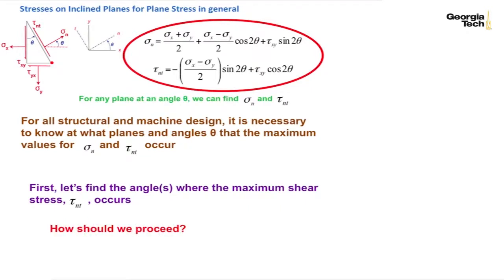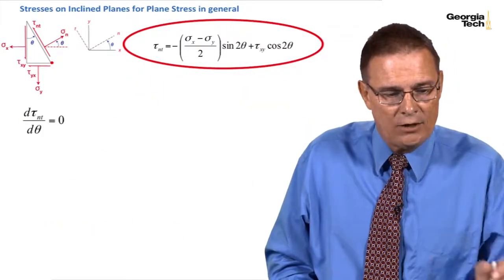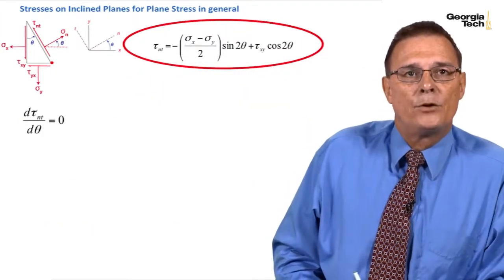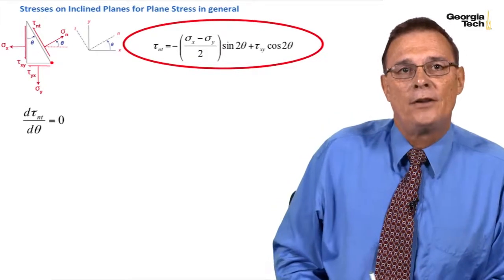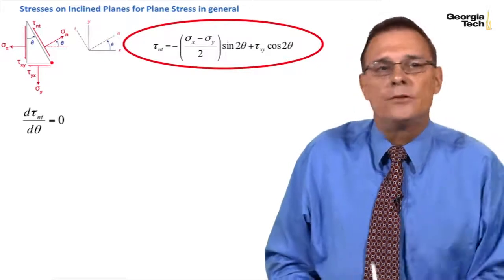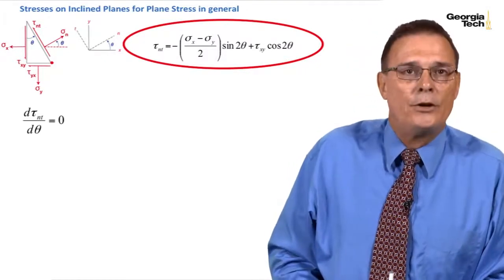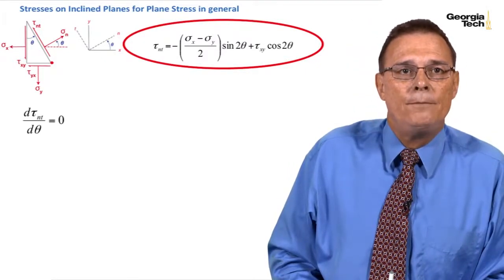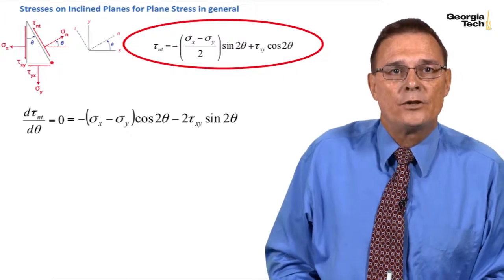And so my question for you is, how should we proceed in doing that? And what you should say is, well, we should set the derivative of the shear stress transformation equation equal to 0. That's going to give us the max or the mins. And so I want you to do that on your own. Come on back and see how you did. And so here is the result.